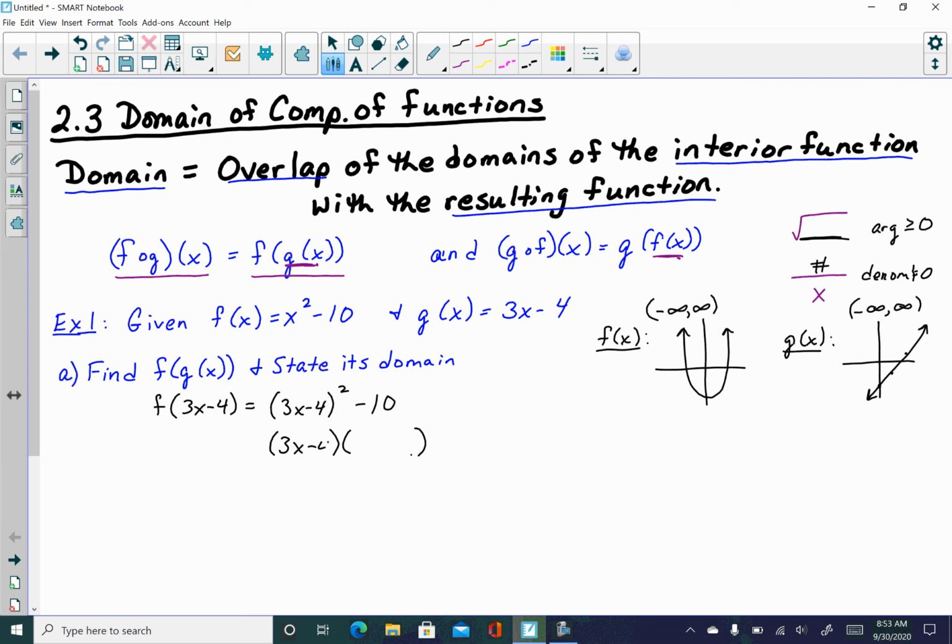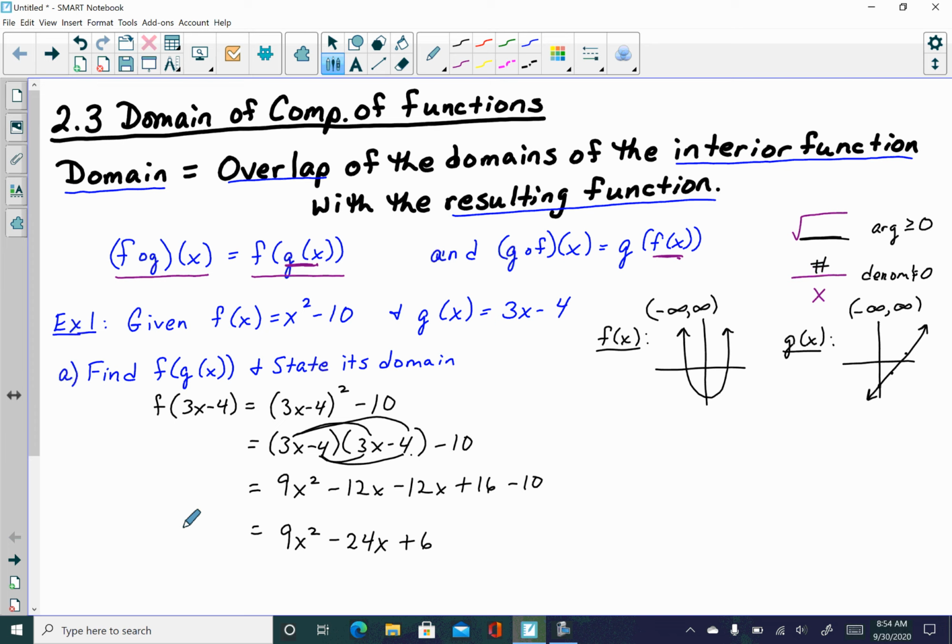So 3x minus 4 times 3x minus 4, and then I still have my minus 10 out here. Now when I FOIL, 3x times 3x is 9x squared, outside 3x times negative 4 is minus 12x, inside negative 4 times 3x is minus 12x, negative times negative is positive 16, minus 10. One more step, we'll combine like terms. So I have my 9x squared, negative 12 and negative 12 give me negative 24x, positive 16 minus 10 gives me a positive 6. So this is f of g of x.